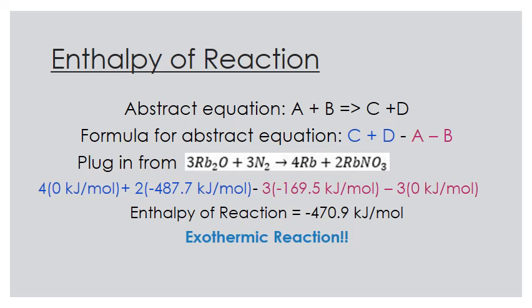And here's the abstract equation for a chemical equation. So it's A plus B turns into C plus D. C plus D is the product, A plus B is the reactant. So the formula for this abstract equation, so that we can plug in our enthalpies, is C plus D minus A minus B. So we will plug in the enthalpies for these molecules, not formulas.